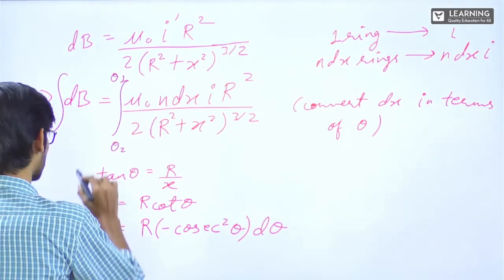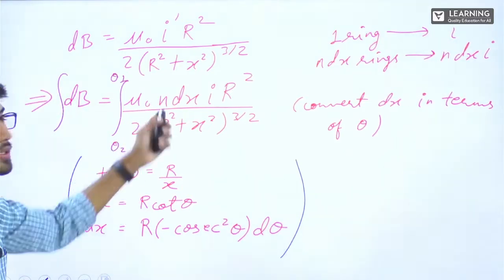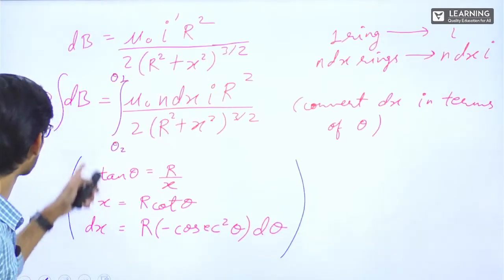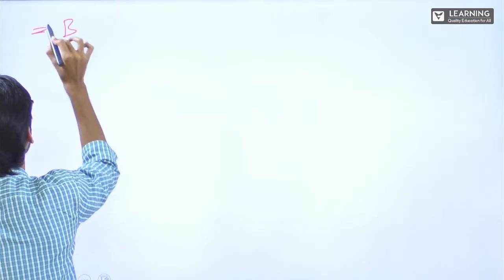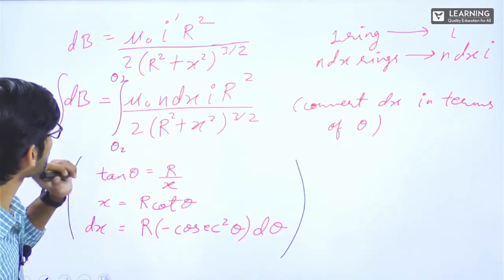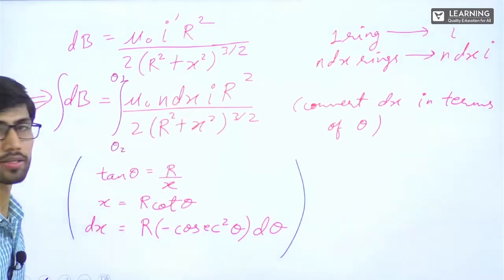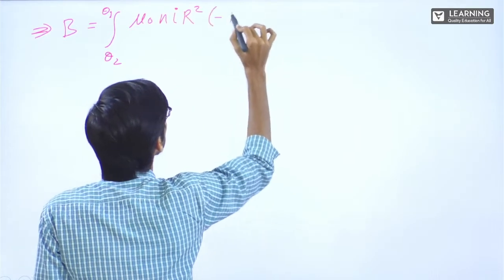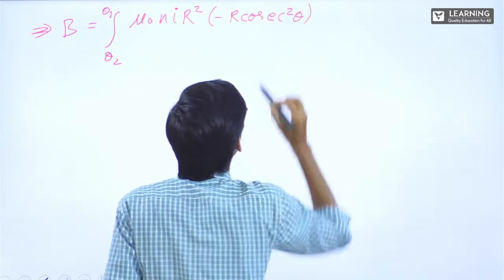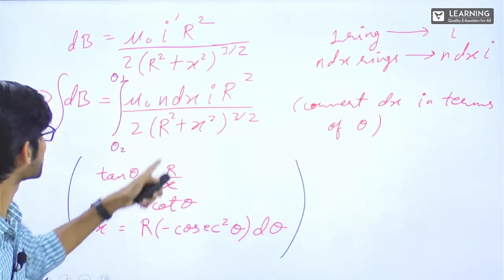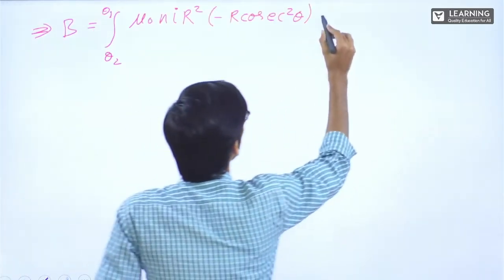So let us substitute this here. On substituting, what will we get? dB is equal to, or B is equal to, because we are integrating this dB, the integral from theta 2 to theta 1 of mu naught into n into I into r square, and dx I will substitute by minus r cosec square theta d theta. See, mu naught n I r square, and this dx is r into minus cosec square theta d theta.